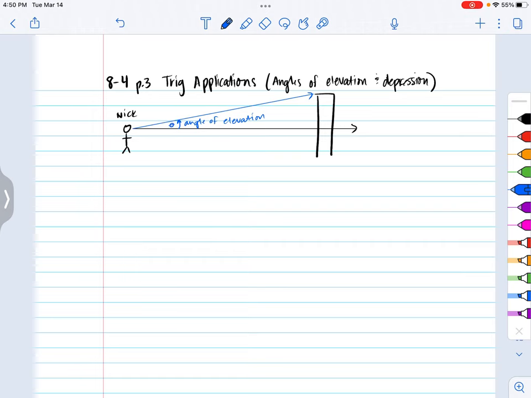Now, there's also an angle of depression. Let's use green. Let's say Nick were to look straight forward again, and instead of looking up, he looks at the very base of the building. Okay, then his eyesight would change, and he'd create an angle of depression.